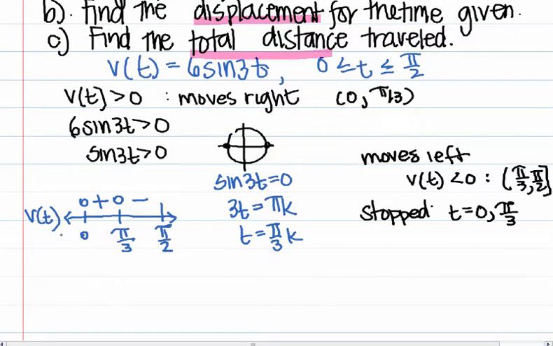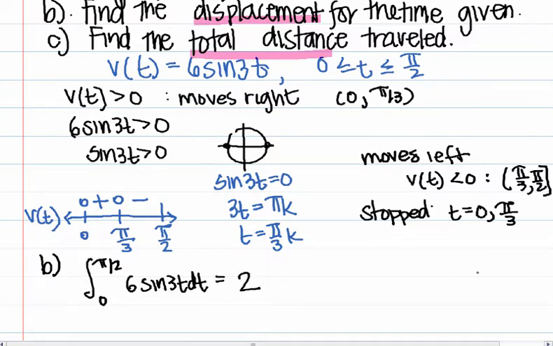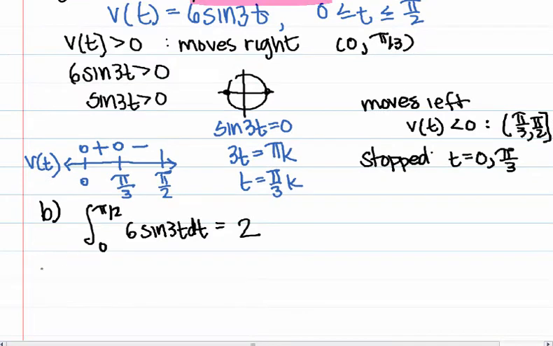Now, in order to find the displacement, that means we're going to calculate the integral from 0 to pi over 2 of 6 sine 3t dt. This should be a really simple integral for you to do, so I'm just going to go ahead and tell you what the answer is, and that's 2.